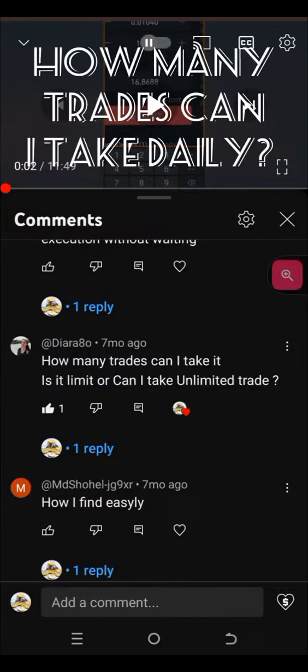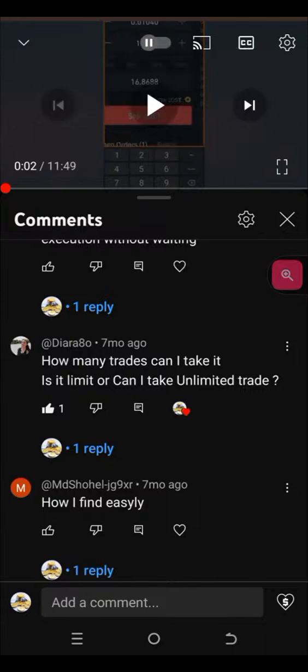Okay, I'll just take one more question. It says, how many trades can I take? Is it limited, or can I take unlimited trades? Actually, you can take as many trades as will get executed on limit orders. Like I said, depending on the volume, the liquidity, and the movement of price, your trade can get executed within minutes. And once it gets executed, you can take out another trade. You don't have to wait like just one trade a day. No, you can do several trades within a day. It's unlimited. You can take it as many times as you want, as long as it gets executed.